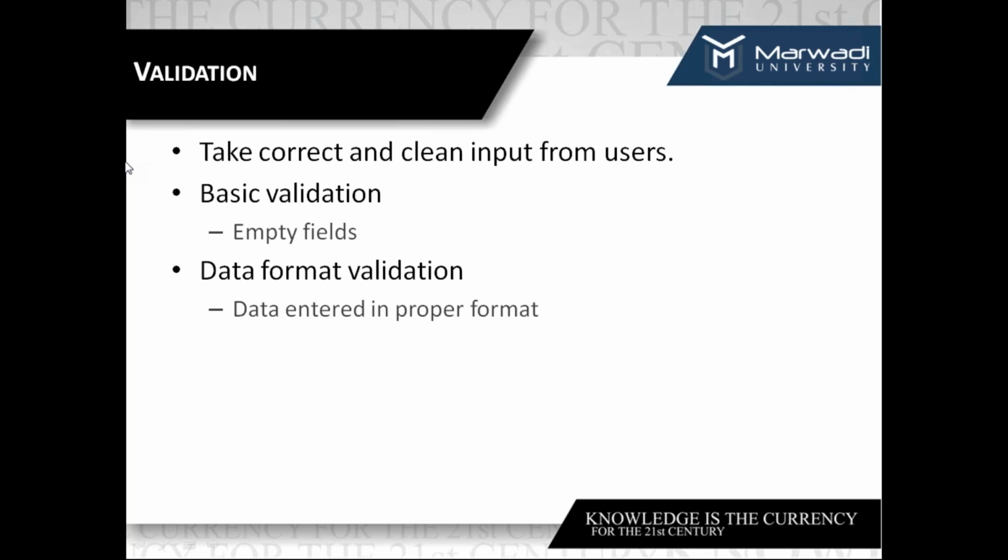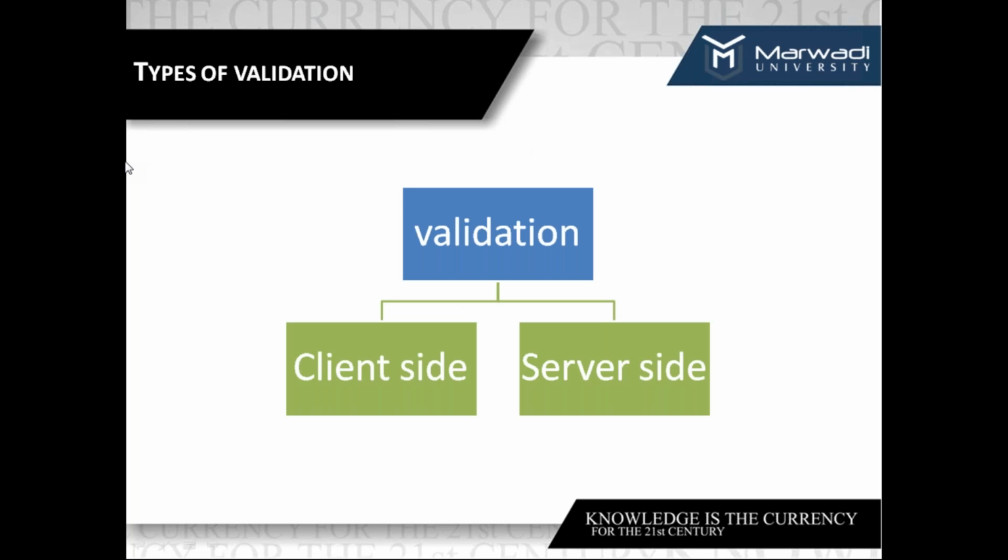Now there are basically two types of validation. One is basic validation and the second one is data format validation. In basic validation, we are checking whether there are empty fields or not. In the second type, data format validation, we are checking whether the data is entered in a proper format or not. Now, there are two types of validation: client-side validation and server-side validation. All of you have already learned about client-side validation in JavaScript, right? So, in PHP, we are going to learn about server-side validation.